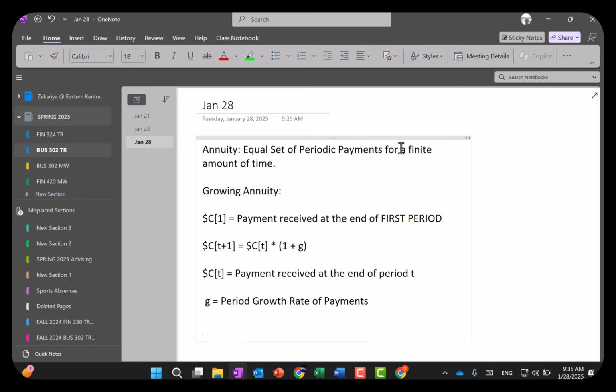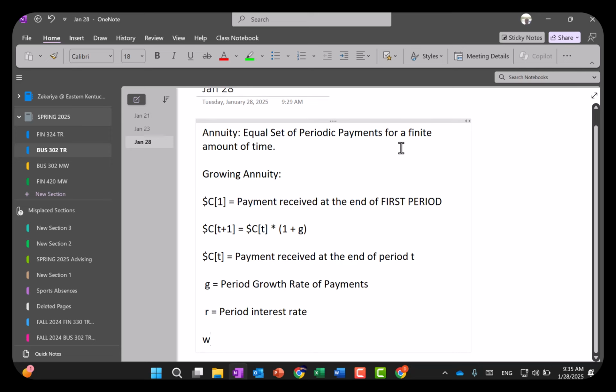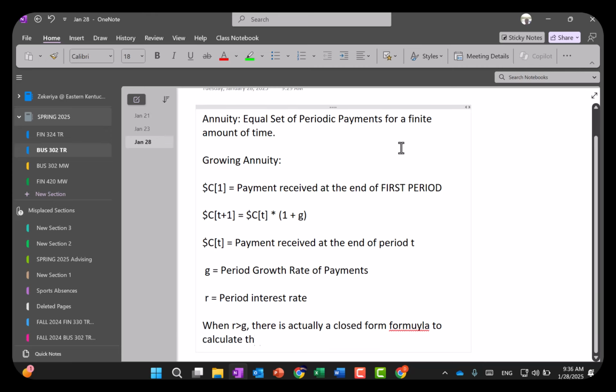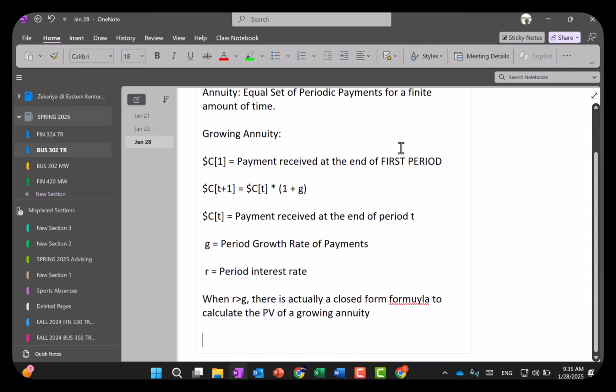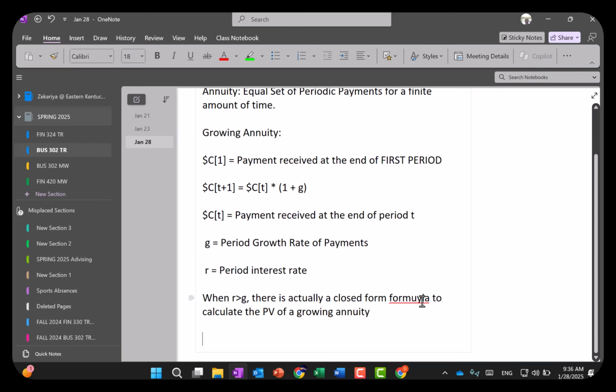Now, let's use R as the period interest rate. When R is greater than G, there is actually a closed form formula to calculate the present value of a growing annuity. I mean, I'm going to write it, but you should actually forget about it.